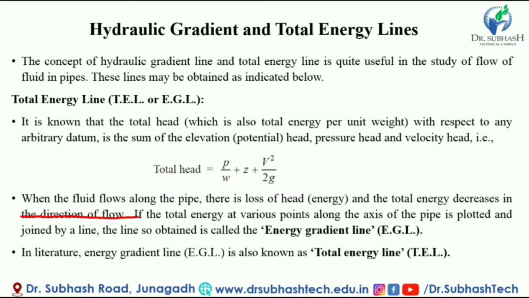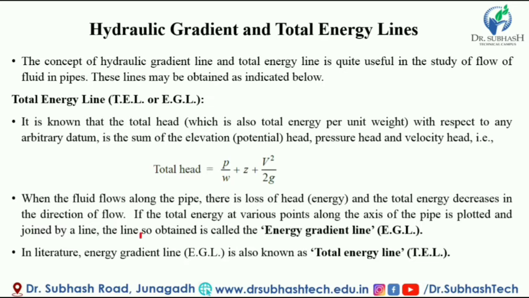Now when the fluid flows along the pipe, there is a loss of head and the total energy of the fluid decreases in the direction of flow. When the fluid is flowing in the pipe, we know that there are many losses, such as friction, expansion, reducers, bends and other pipe fittings. These all losses reduce the total energy of the fluid.